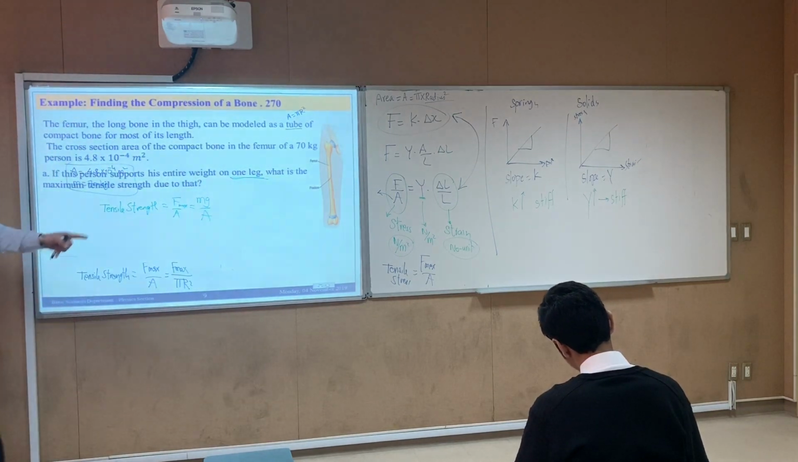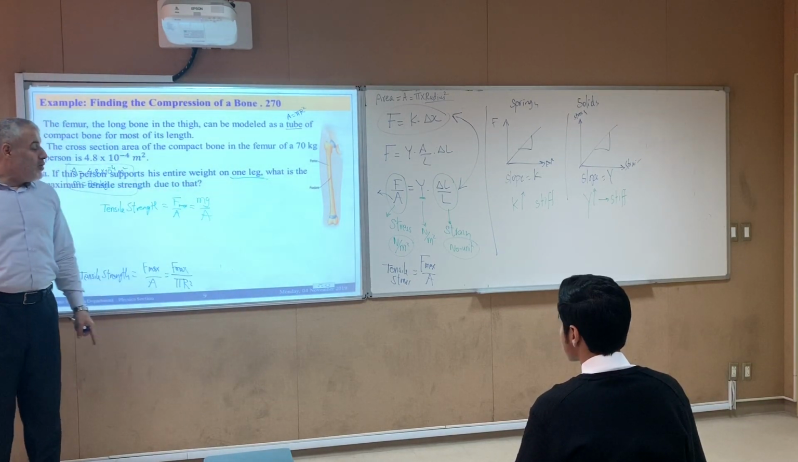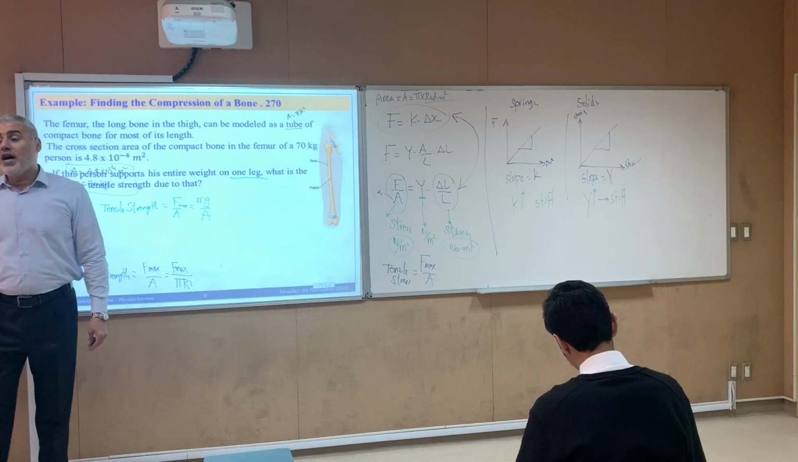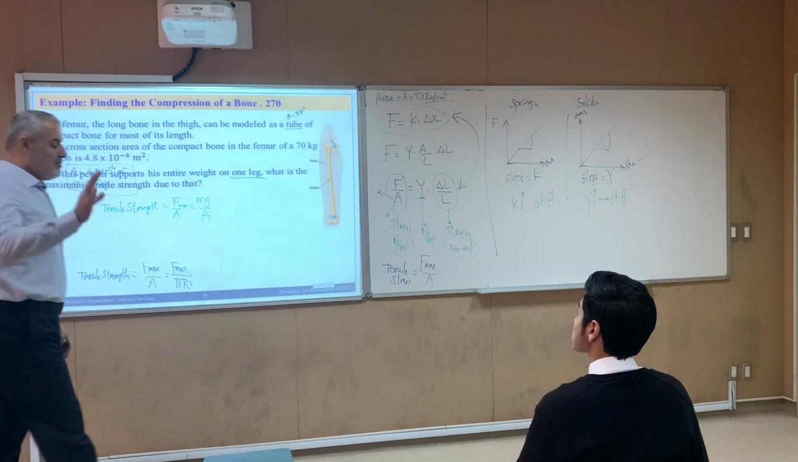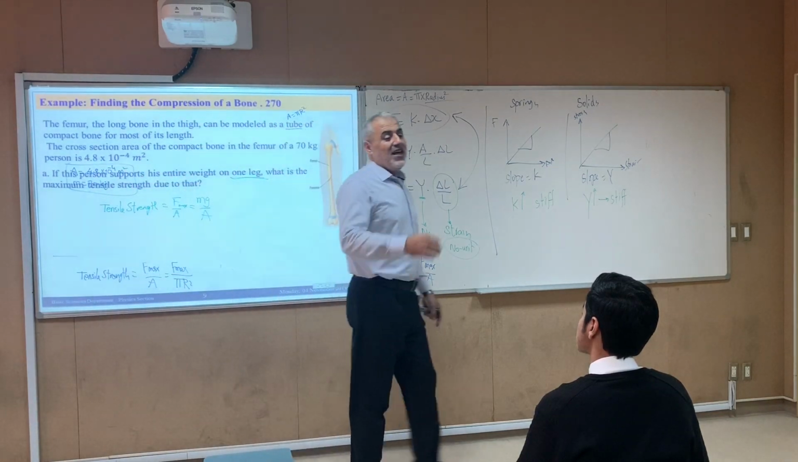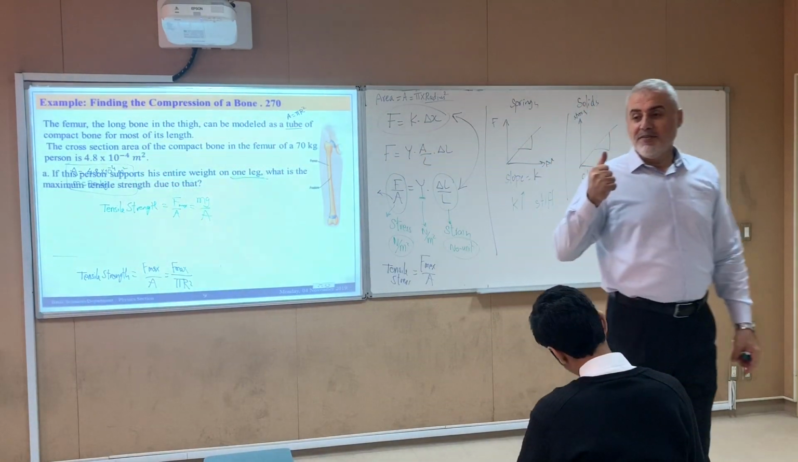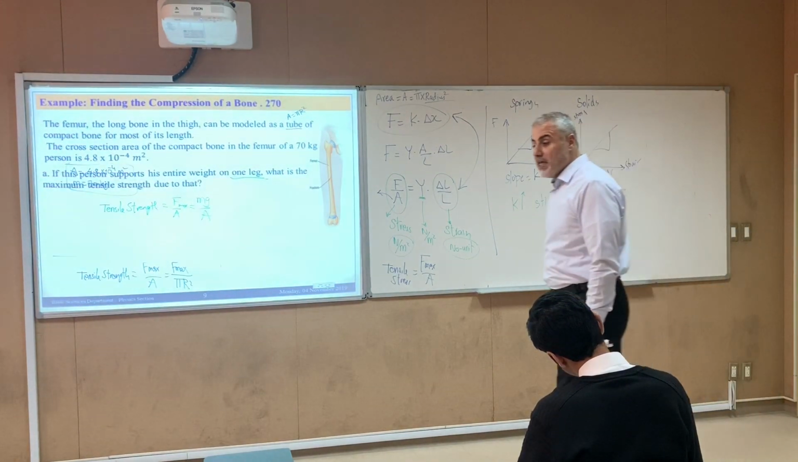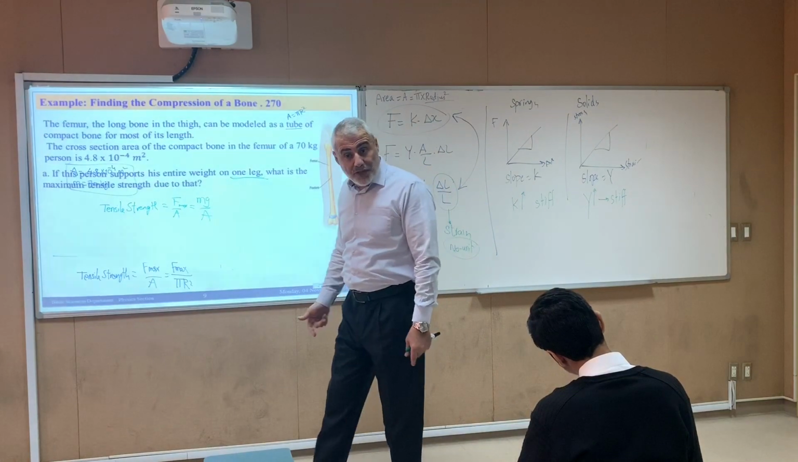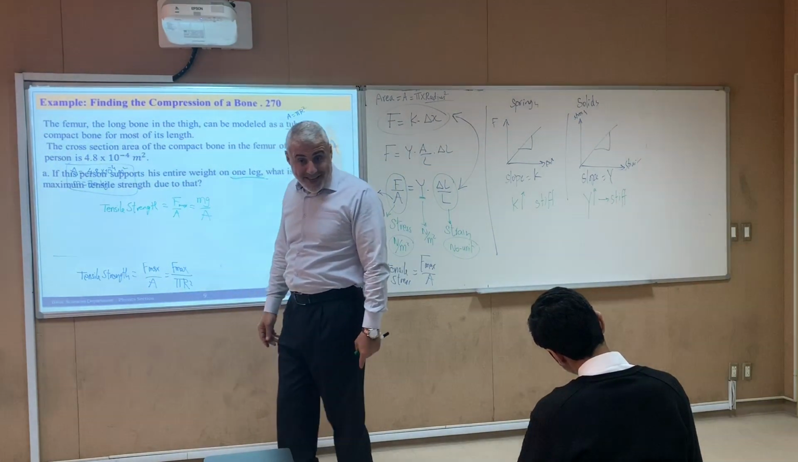It is one leg, so do we use mg, or half mg, or 2 mg? We use mg. I will explain, stay with me. In the previous example, you remember the sport shoes and the heel strike.